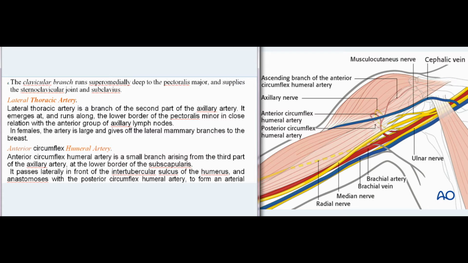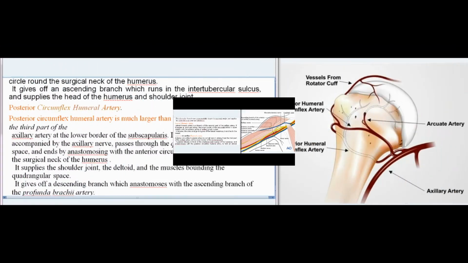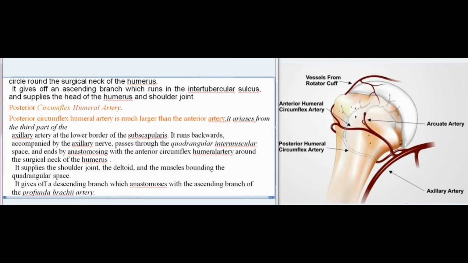Anterior circumflex humeral artery. The anterior circumflex humeral artery is a small branch arising from the third part of the axillary artery, at the lower border of the subscapularis. It passes laterally in front of the intertubercular sulcus of the humerus, and anastomoses with the posterior circumflex humeral artery, to form an arterial circle round the surgical neck of the humerus. It gives off an ascending branch which runs in the intertubercular sulcus, and supplies the head of the humerus and shoulder joint.